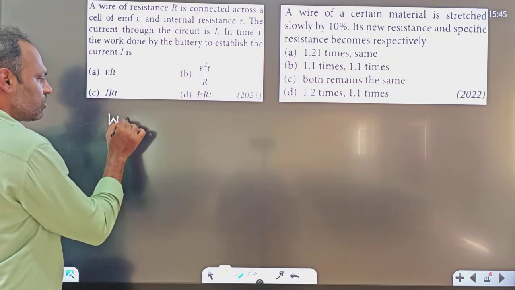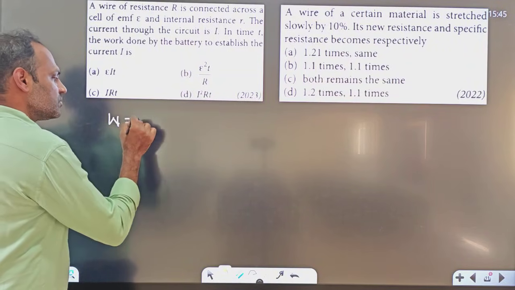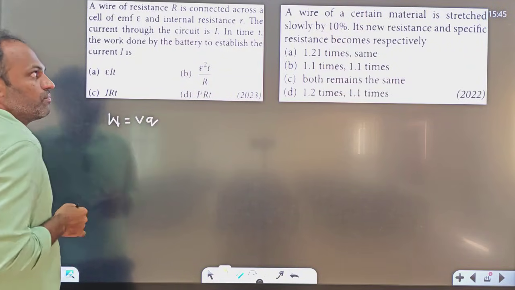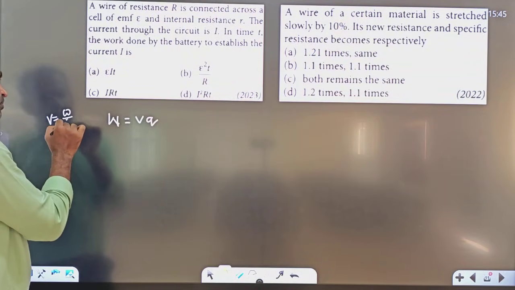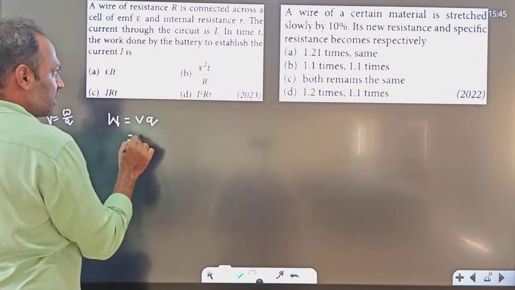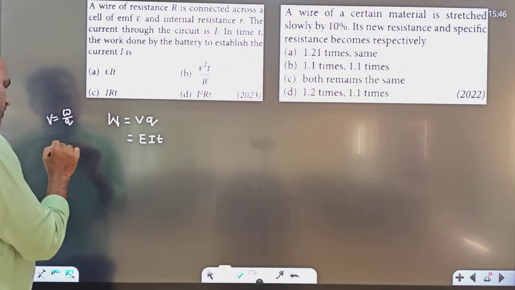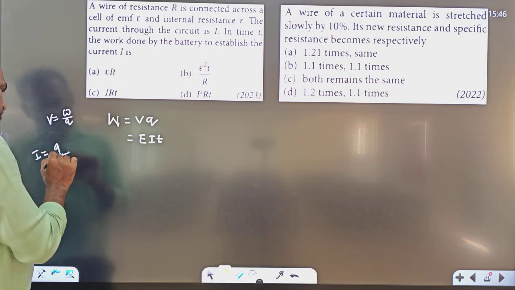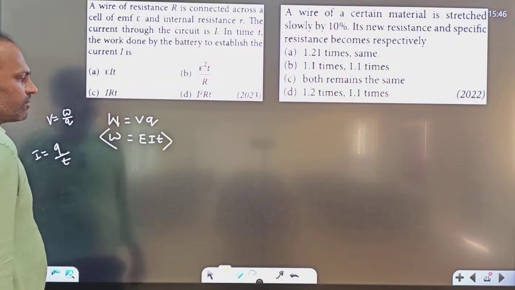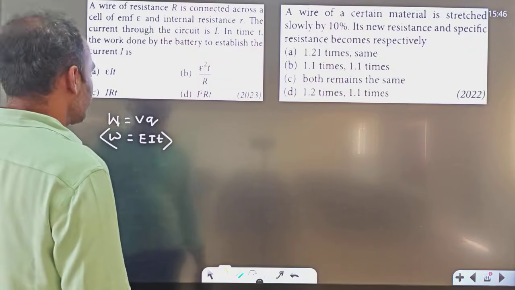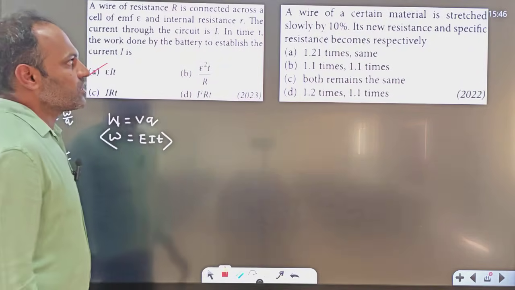See, work done is equal to, we know this very well, V into Q. How? Potential difference is equal to work done per unit charge. So V I will take as E. Q I will take as I into t. How? Because I is equal to Q by t, rate of flow of charge. So W is equal to E into I into t. Correct? So E into I into t is the correct option here. Let us move on to the next question.